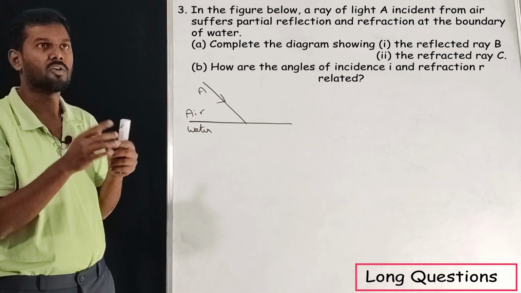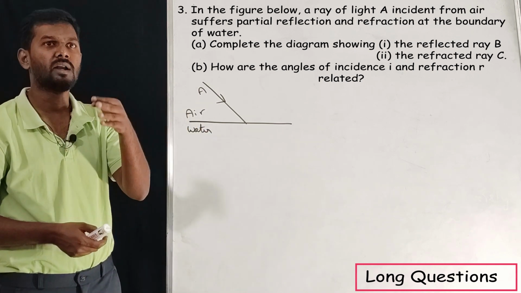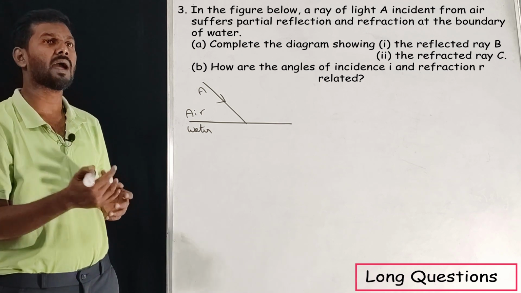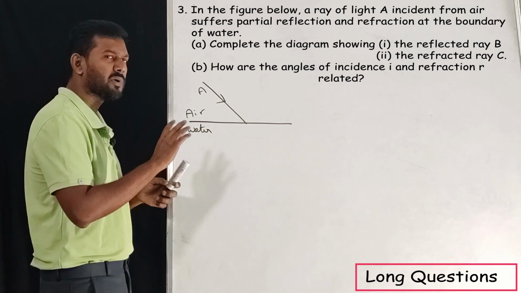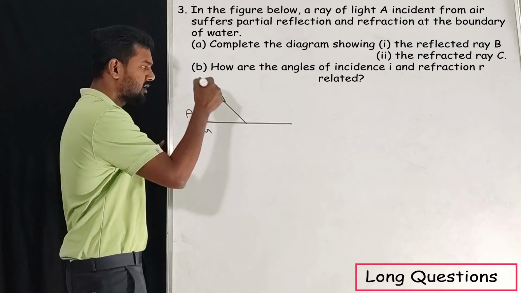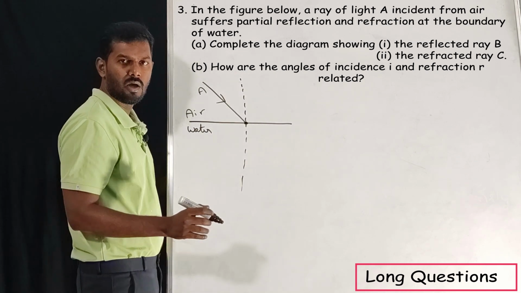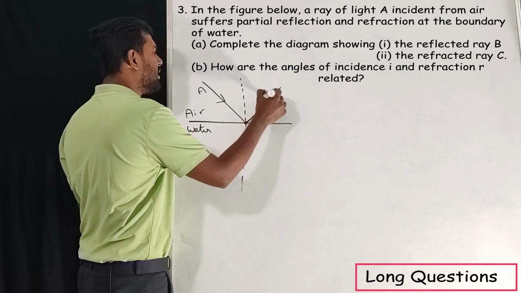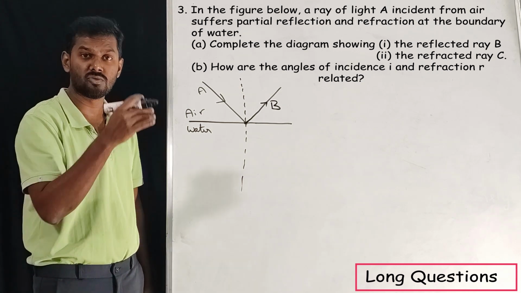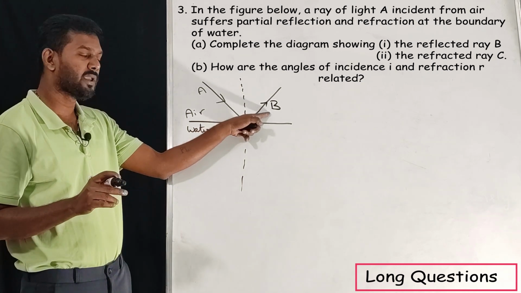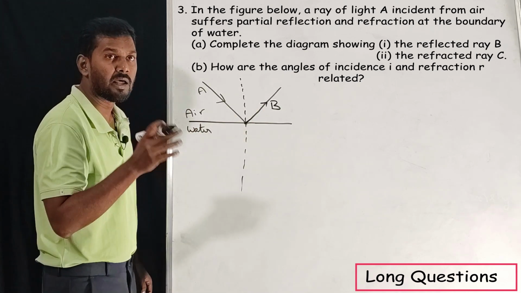Again, same as the first and second question, but there is one small change here. Complete the diagram with reflected ray B and refracted ray C, and how are the angle of incidence I and angle of refraction R related? Very simple. Listen, first we will complete the diagram. This is the incident ray. On the point of incidence we have to draw the normal. From this point, the partially reflected ray they are asking for, we have to name it as B. Whatever naming they tell us to write, you have to use the same naming only. B we have to take as partially reflected, that is what is mentioned in the question. Then the refracted ray.